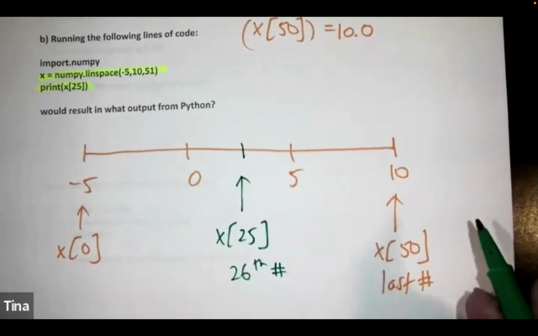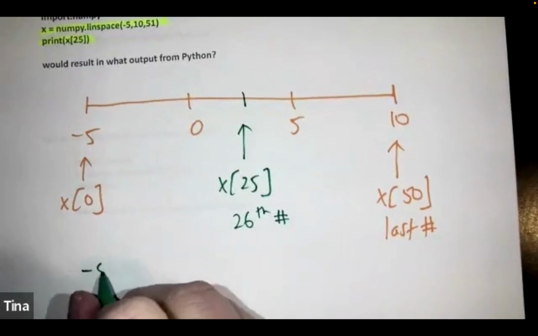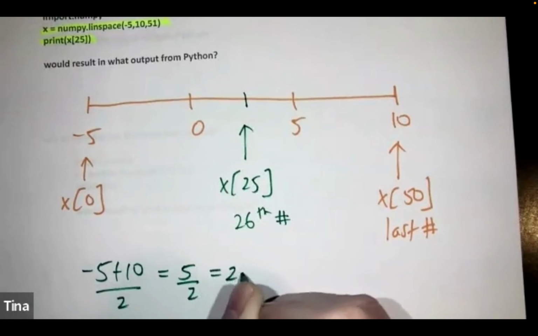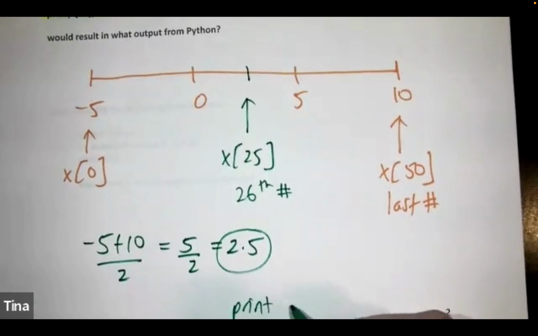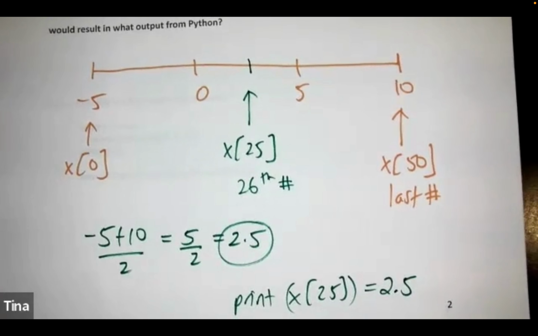So it's the middle. So what's the middle between -5 and 10? Well, just think of midpoint. Add them up and divide by 2. So that would be 2.5. So the output for print x of 25 would be 2.5, with a decimal point. Okay, questions?